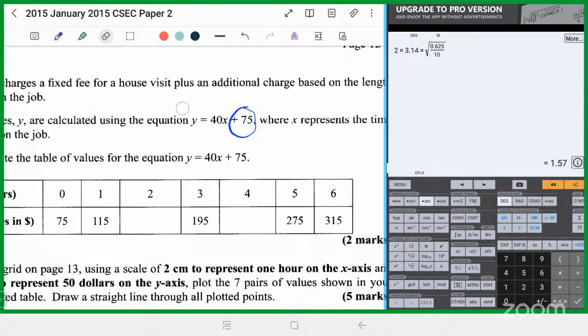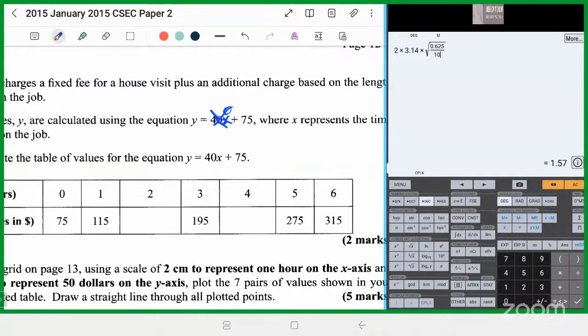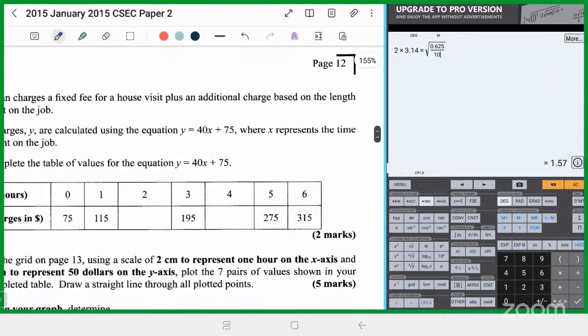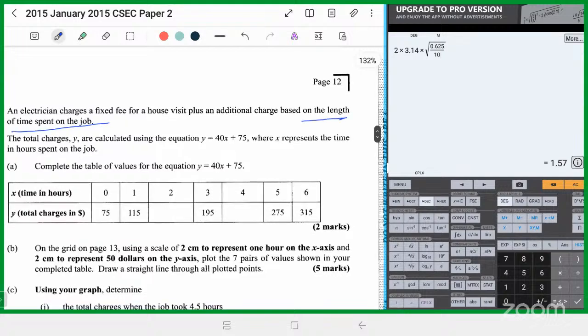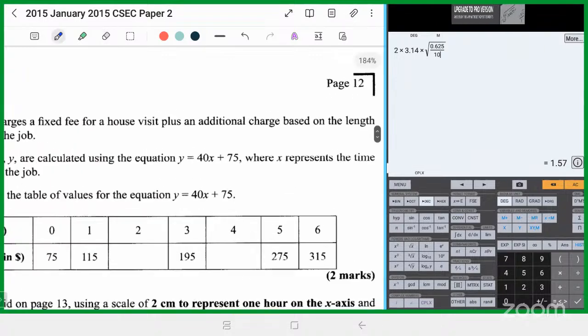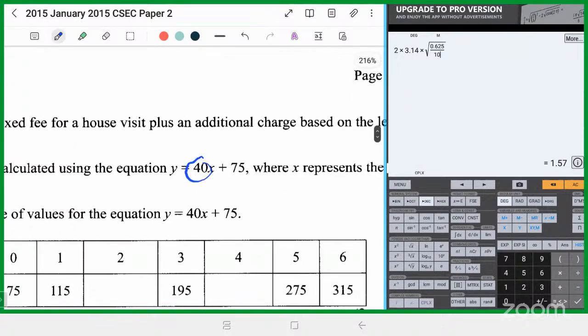Remember, X is the time spent, and if you just reach and the time is 0, it means there's no variable charge, so you're only paying the fixed charge, which is the amount that you pay for just arriving at the location. Then, based on the time spent, he is paid an additional variable charge, and X represents the time in hours spent on the job. So basically, based on this formula, he's paid $40 per hour.